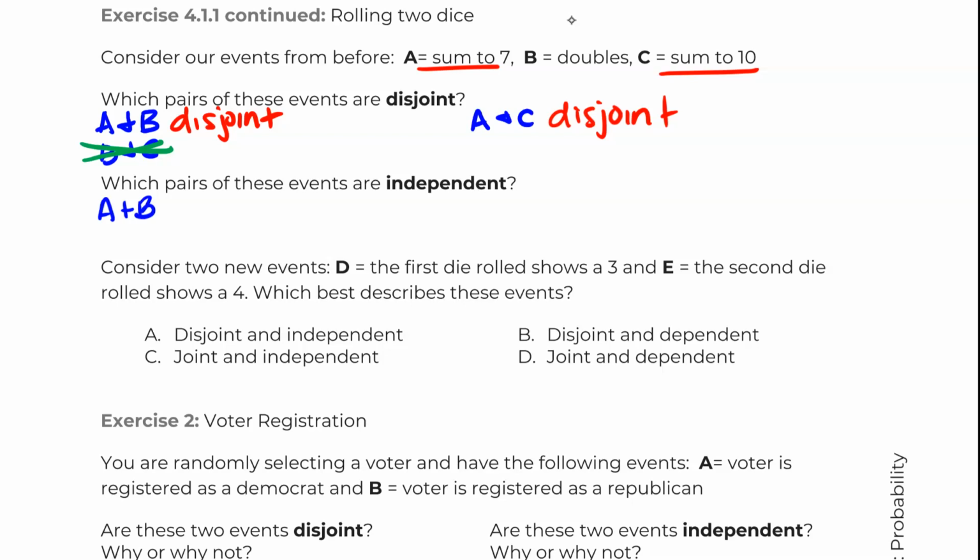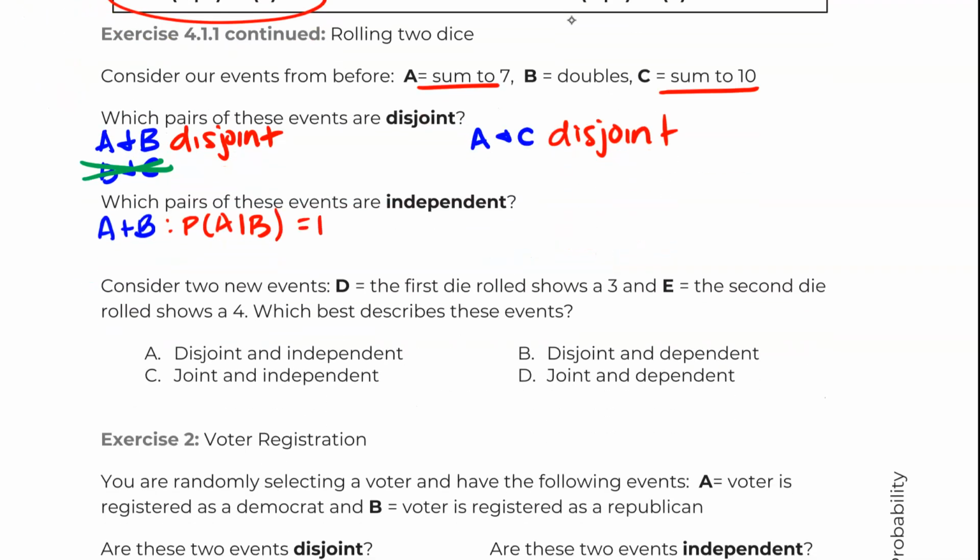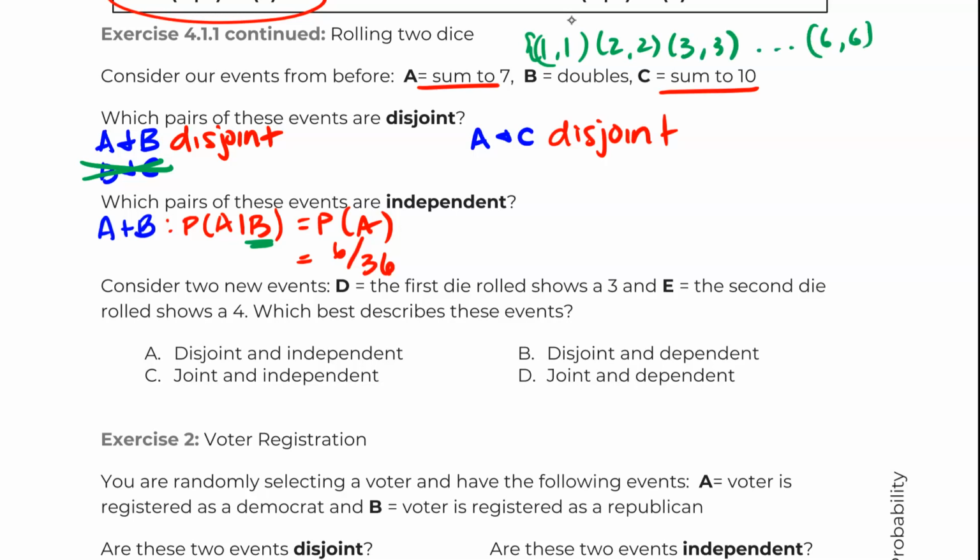So our definition here is that the probability of A given B, and I'm just using the definition that was right above this, is equal to the probability of A. So the probability of A summing to 7, remember there were 6 out of the 36 ways for that to happen. If we know that B has happened, that's what the second one says, right? We know B has happened, so we're in this land: 1, 1, 2, 2, 3, 3, all the way to 6, 6. We know we're here. What is the probability of A?